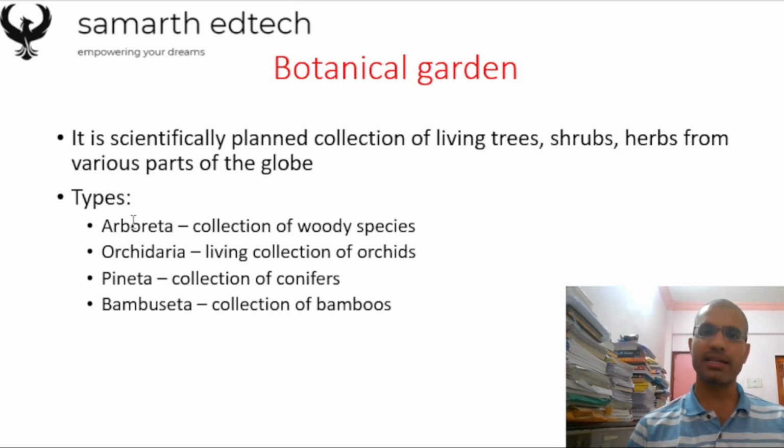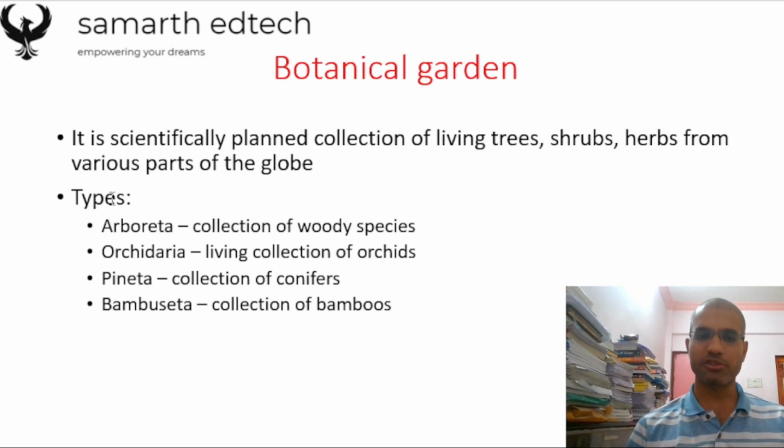One famous botanical garden is in Mysore. Even in Mumbai there is the Jijabai Udyan, which is again a botanical garden. So different botanical gardens have been established in metropolitan cities as well as in different regions across India.